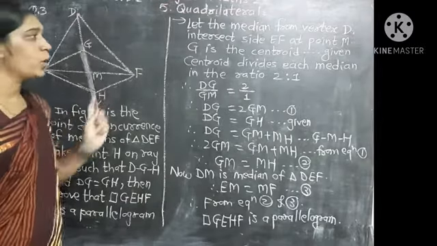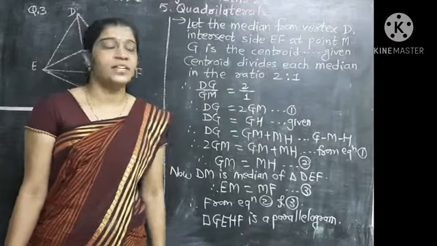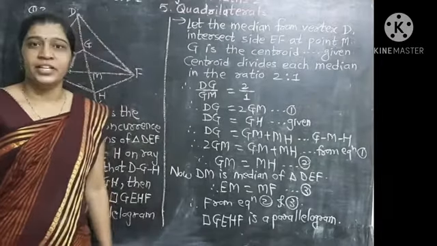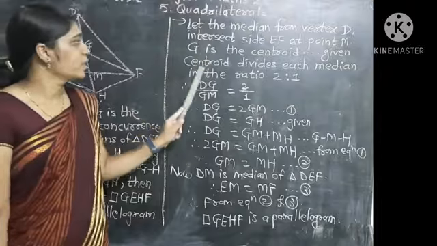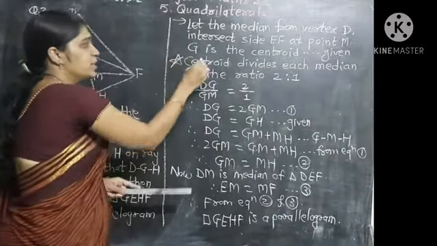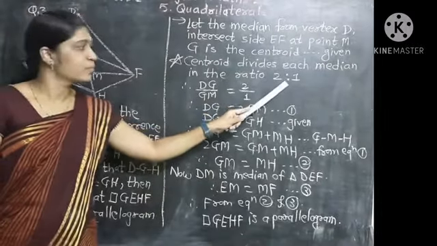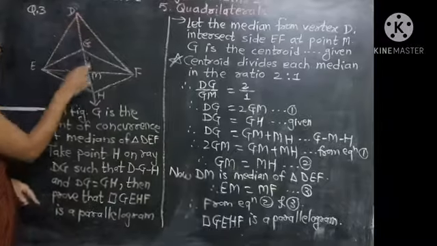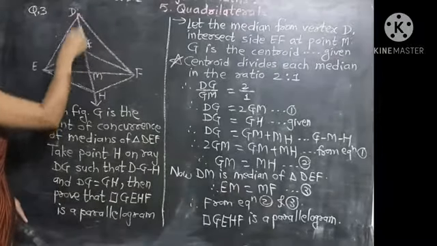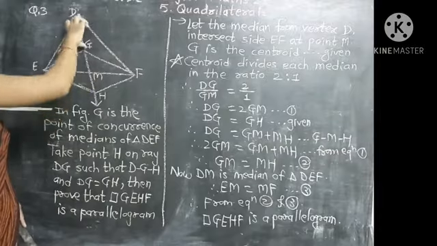Okay, we know the property of the centroid from last standard. The centroid divides each median in the ratio 2:1. This is the property of median. So what is the median here? DM is the median here. So this median divides in the ratio 2:1.